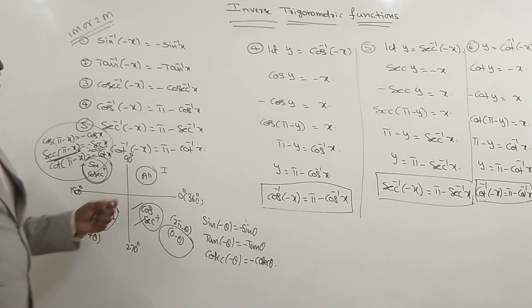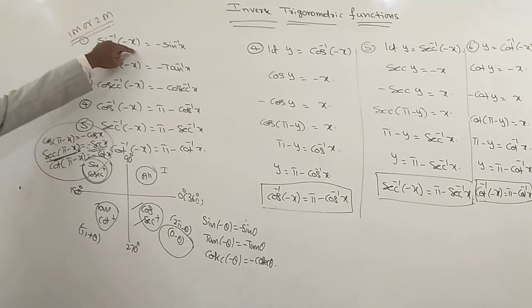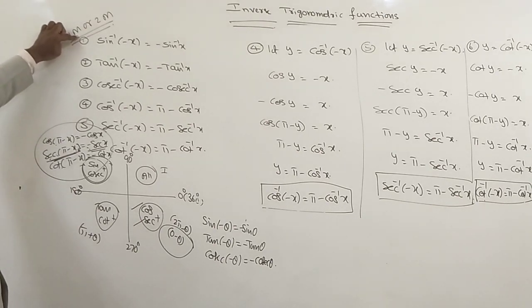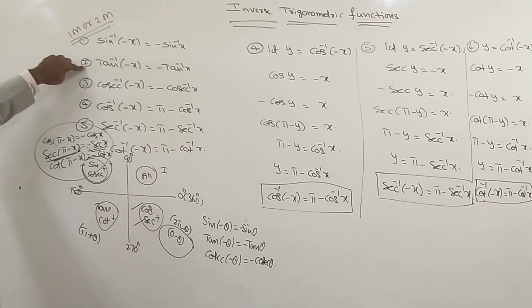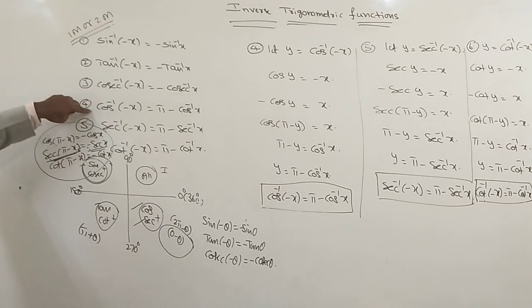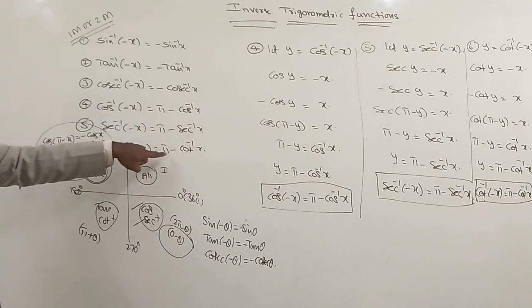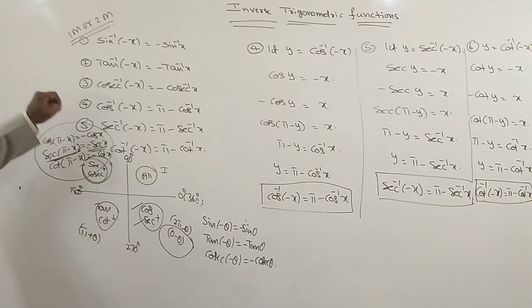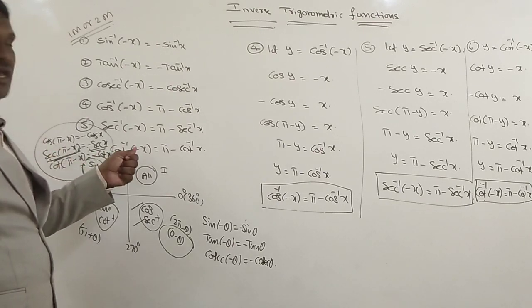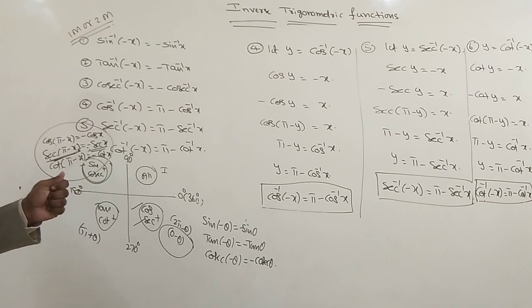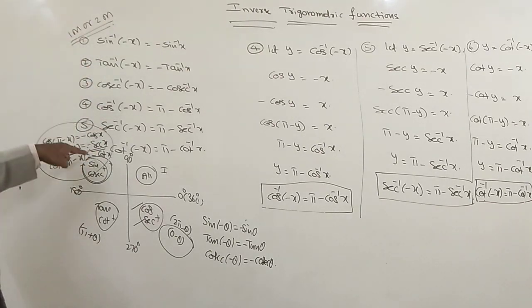Now concentrate on all the formulas. Sine inverse of minus x is minus sine inverse x. Tan inverse of minus x is minus tan inverse x. Cosecant inverse of minus x is minus cosecant inverse x. Cos inverse of minus x is pi minus cos inverse x. Secant inverse of minus x is pi minus secant inverse x. Cot inverse of minus x is pi minus cot inverse x. Using all these formulas, we can solve exercise 3.1 in your textbook NCERT.